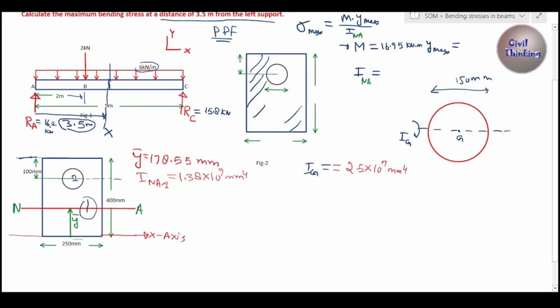It means the total is 400, and from here to here is 178.55. So how much is from here to here? It is 400 minus 178.55, right? But we have to find the distance from the center of gravity of this circle. From here to here is 100, so from here up to here is what? Let us call this y2. So y2 is going to be 400 minus 178.55 minus 100, right? How much is it? It is 121.45 mm, right? Now y2 is 121.45.